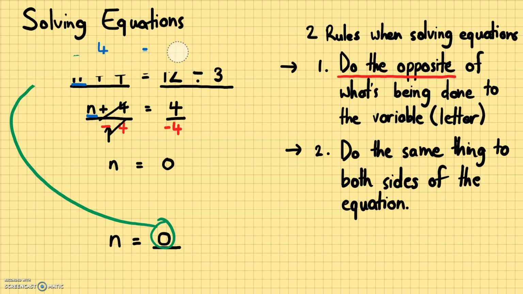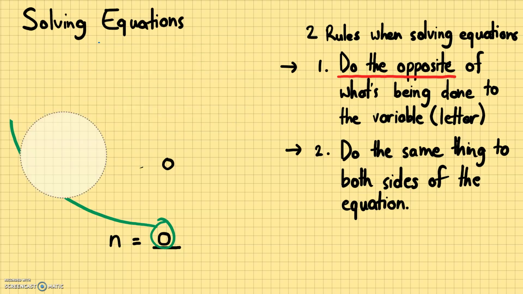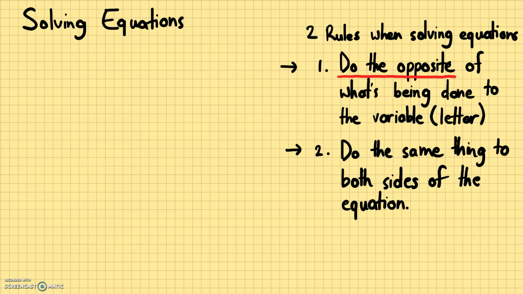Now let's try one last example with equations. Okay, let's have n times 5 equals 30 divided by 3. Before we start solving for n, can we simplify anything? We can't really simplify anything on this side, but we can simplify 30 divided by 3. So on this side, we have n times 5. And on this side, 30 divided by 3 is 10.